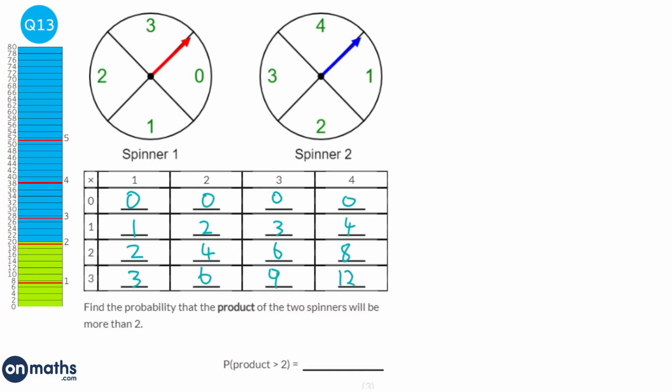And we're looking for the probability that the product, which just means that when we times them together, will be more than 2. So which of these are more than 2? Let's circle all the ones that are more than 2.